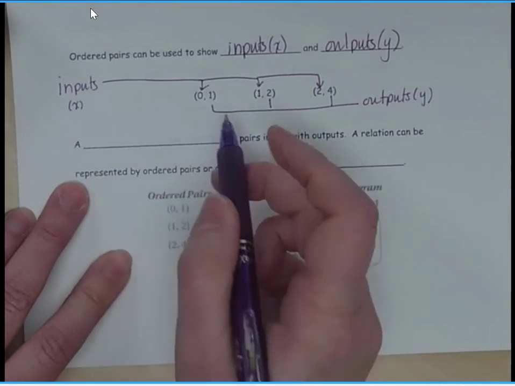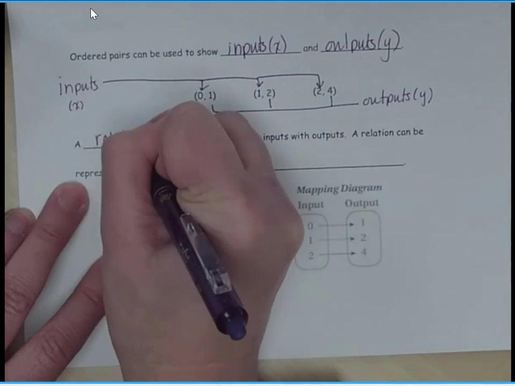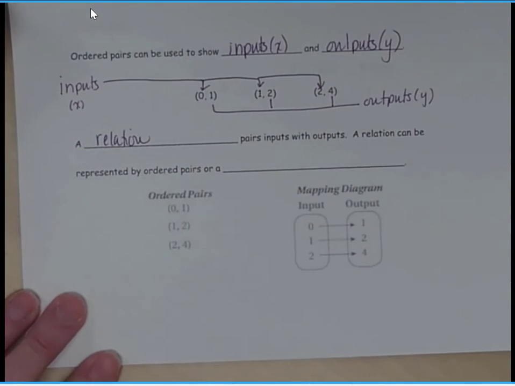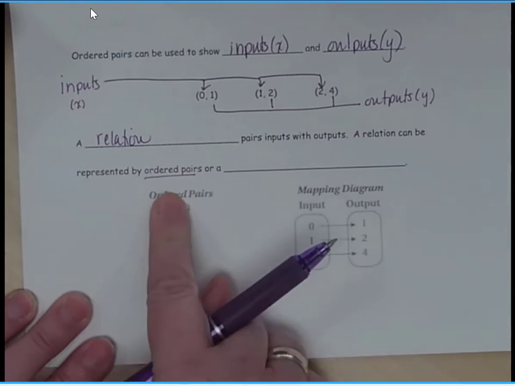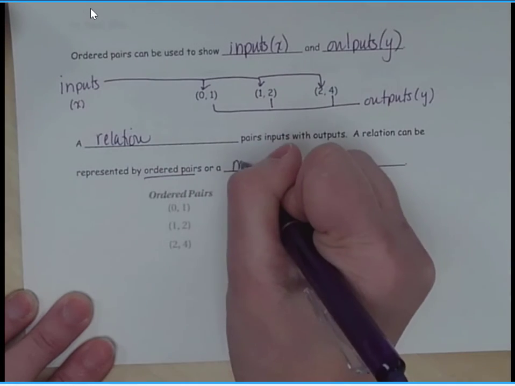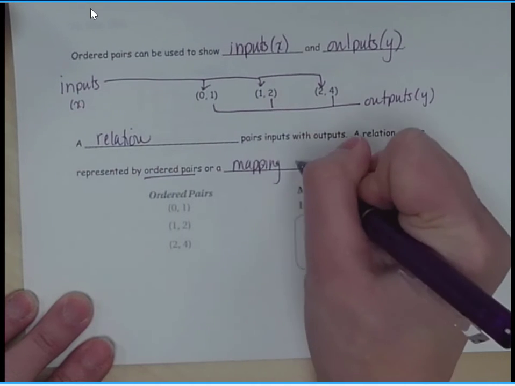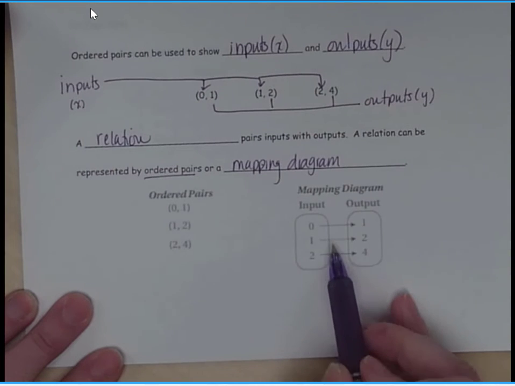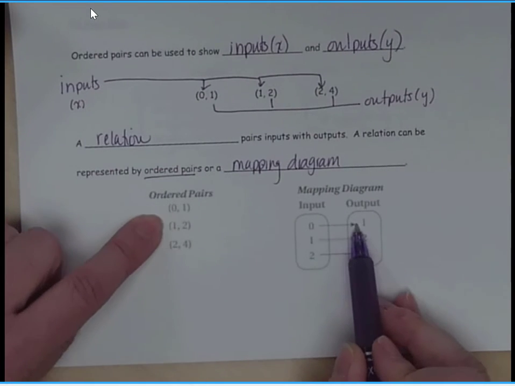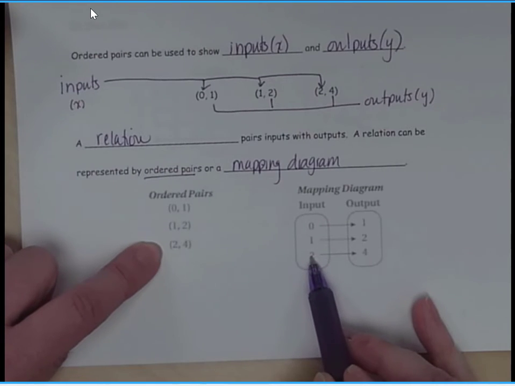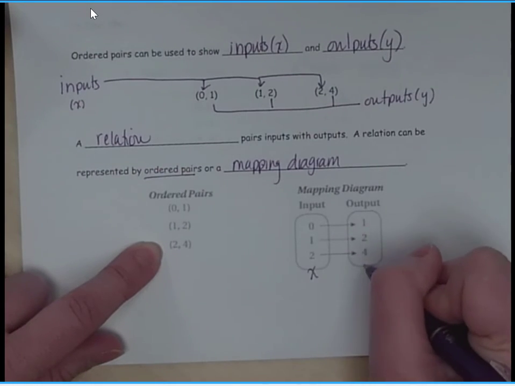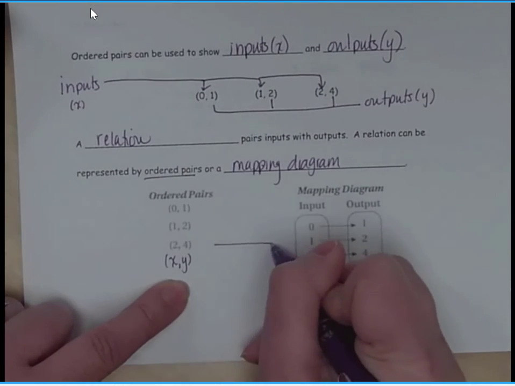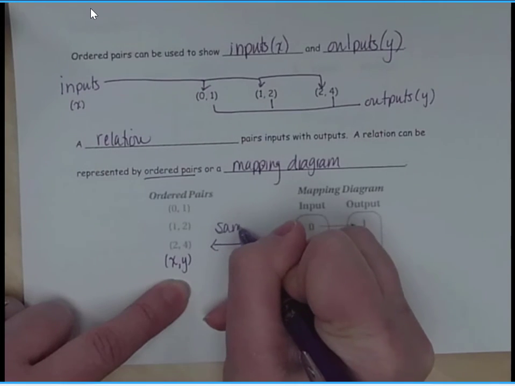Now, this ordered pair is actually called a relation. So, meaning I put in a 0, I get 1. This is another relation, and this is another relation. Now, I can show those relations by ordered pairs or by this, which we call a mapping diagram. Now, that mapping diagram will point to your ordered pairs. So if you look, we have 0 to 1, 1 to 2, 2 to 4. My input's my x, my output's my y, my first value is x, my second value is y, and you will notice this is the same information.